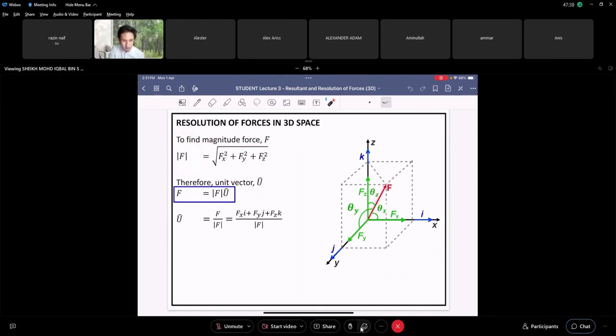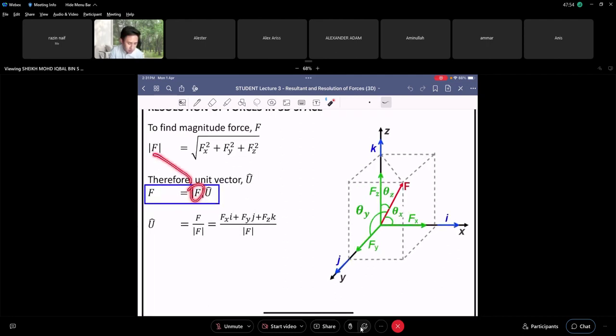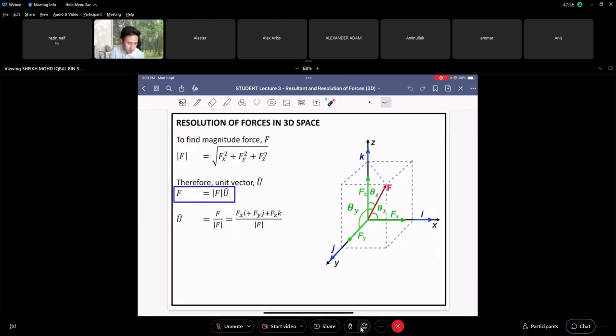All right. And then the unit vector is just from this equation here. This equation is just telling you that vector F has magnitude and has direction. The magnitude is the one that you have just calculated here. And then the unit vector is the one that you will calculate over here. So it's the same thing as resolving of forces as per last week, but this time we resolve it into three forces.